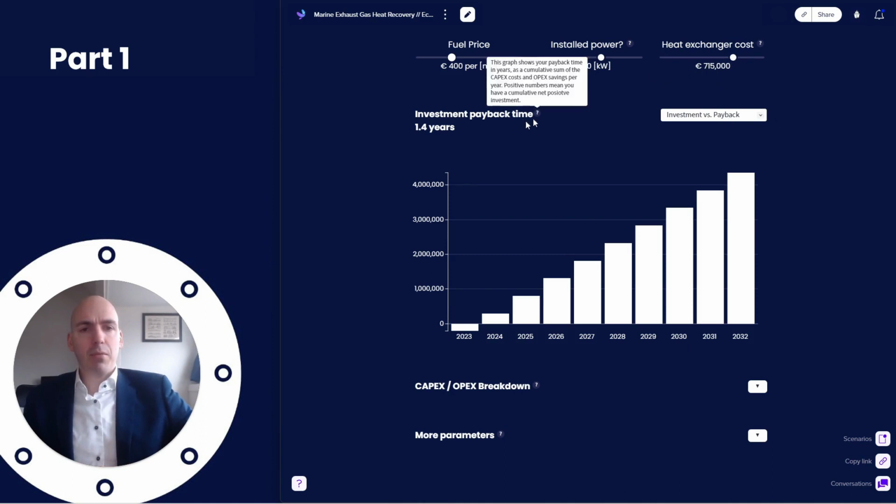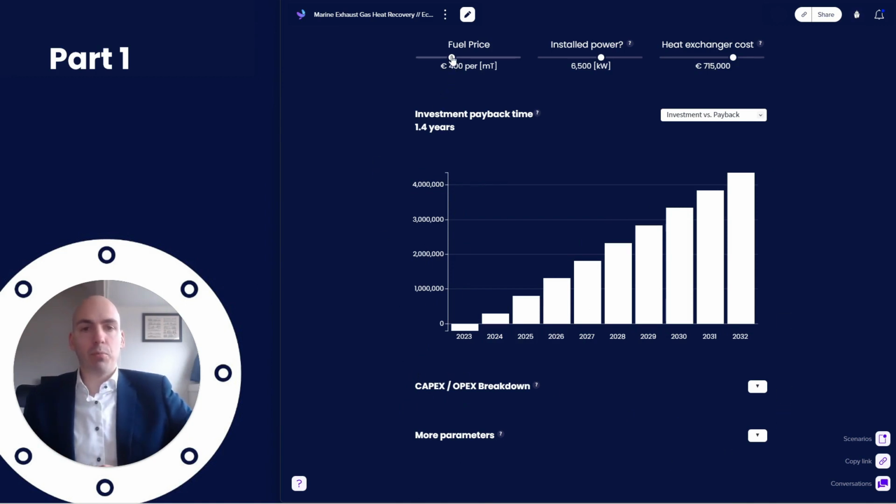We have the investment payback time, in this case 1.4 years, and two different kinds of visualization. I'll show you later. And here we have the payback period. On the vertical axis, we have the amount of money that you make or that goes out. First year is your investment. And then we have a 10-year period in order to visualize. We also have the CAPEX and OPEX breakdown and some more parameters, which we will get to.